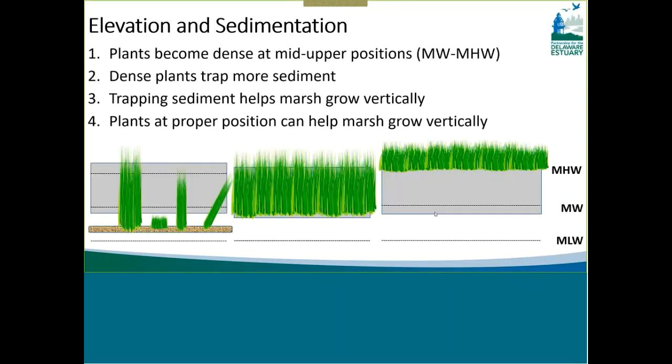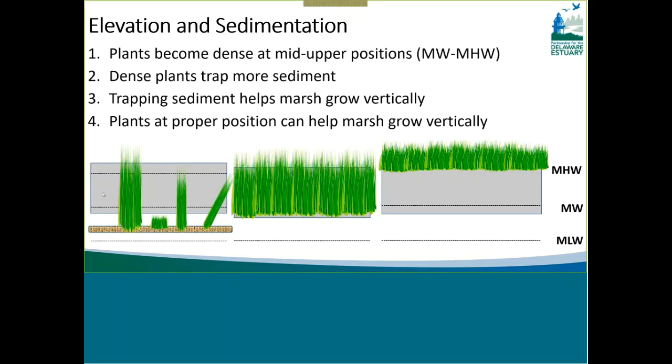Elevation and sedimentation. Now, I'm going to come at this from the perspective that most living shorelines are going to incorporate some sort of vegetation aspect. So for a vegetative living shoreline to grow and persist, it's going to need to grow vertically to adapt to sea level rise, and trapping sediment is going to do that. Plants play a big role in this, but they're extremely sensitive to their position in the tidal datum, which I'm sure has been discussed in this workshop already.